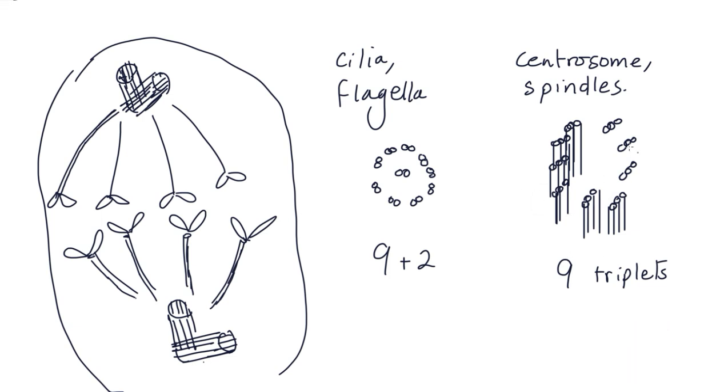Let's compare. Here 9 times 3 equals 27 microtubules, while here there are 9 pairs, but it's written in the formula 9 plus 2. You know that 9 means 9 pairs plus a pair in the center. This is the structure of cilia and flagella, while the other is the structure of the centrosome and spindles. 9 plus 2 means 18 plus 2 equals 20, while here 9 times 3 equals 27. By reaching this point, we finish the first part of the cell structure.